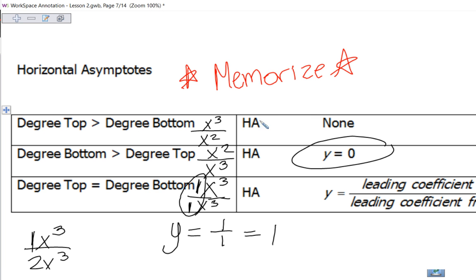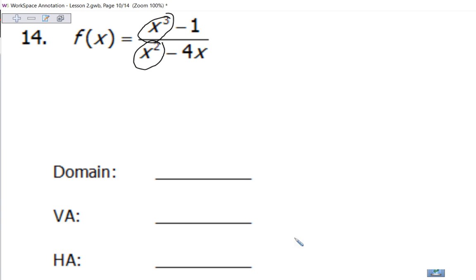That means it has no horizontal asymptote. So for the horizontal asymptote, write the word none. Don't leave it blank. You need to write the word none. And how do I find the vertical asymptote?